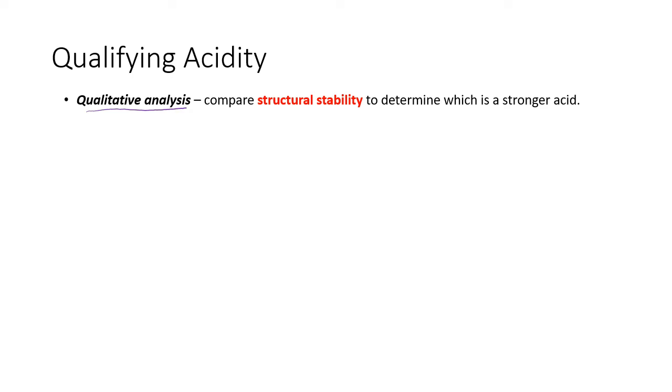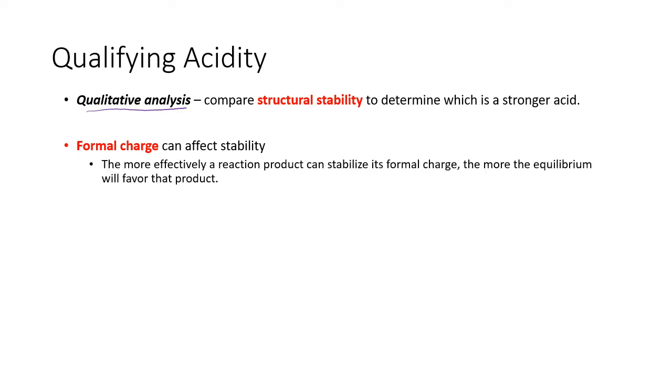then you can use what we learn here to analyze the structure in depth and all different types of things to think about and consider to determine if something will be a better acid than another. And that's really what will drive a lot of organic reactions forward. So one thing that we'll consider is formal charge. That can have a major effect on stability, as we saw when we looked at resonance structures as well. The more effectively that a product that's formed can stabilize its formal charge, the more that equilibrium will favor that product. So if you form a product that has a formal charge that's not stabilized at all, the equilibrium is probably going to actually favor the reactants instead.